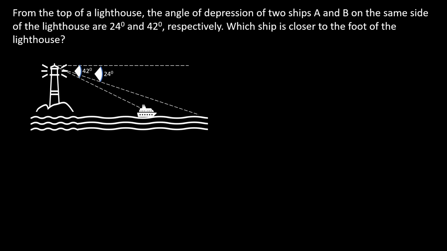And the ship closer to the foot of the lighthouse is the ship having an angle of depression of 42 degrees, while the ship which is farther from the lighthouse is the ship having an angle of depression of 24 degrees. So which ship is closer to the foot of the lighthouse? Of course, the ship which is having an angle of depression of 42 degrees, ship A.